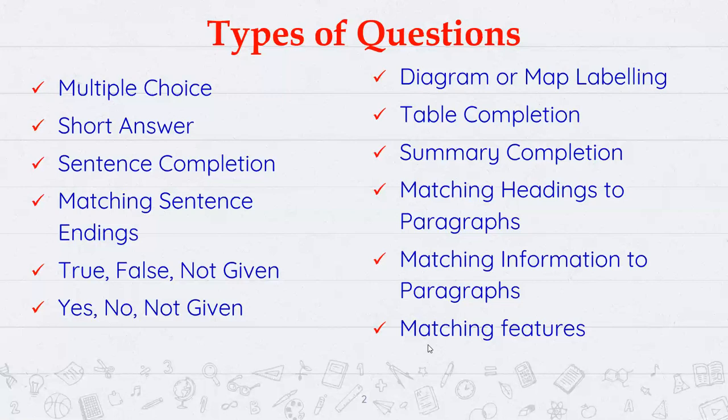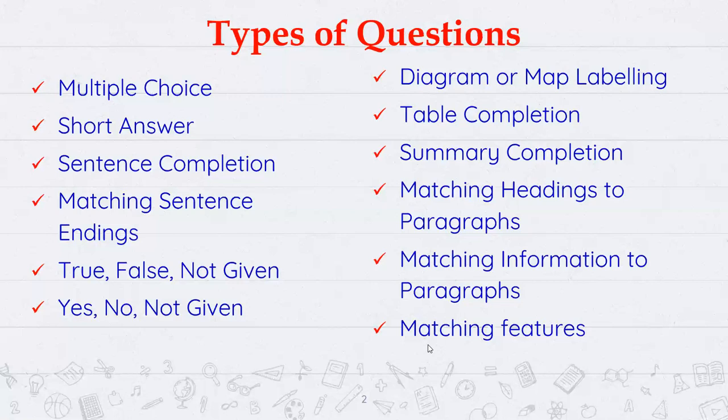If there's a contradiction between the information contained in the question and what you have in the passage, then your answer is supposed to be false or no. If there's a contradiction between the question and the information in the passage, then your answer is false or no. Not given, you choose not given.